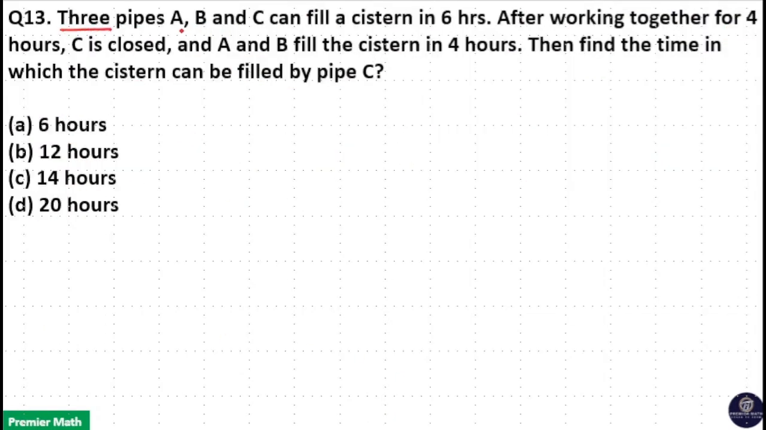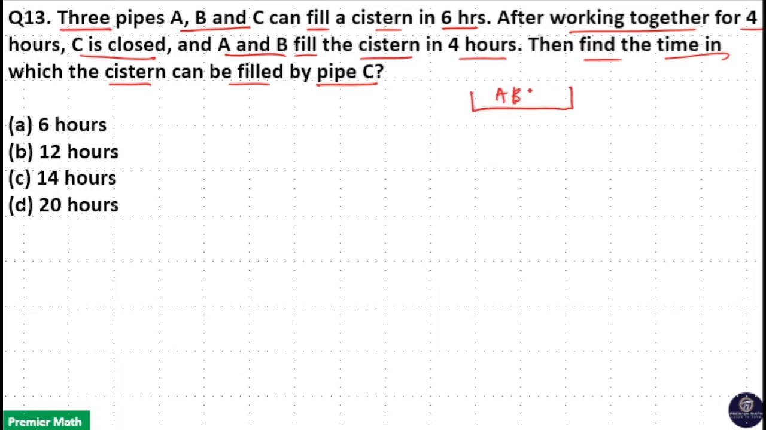Three pipes A, B and C can fill a cistern in 6 hours. After working together for 4 hours, C is closed. A and B fill the cistern in 4 hours. Then, find the time in which the cistern can be filled by pipe C. Here, A, B, C first work together for 4 hours. Then C is closed and the remaining work is completed by A and B in 4 hours.